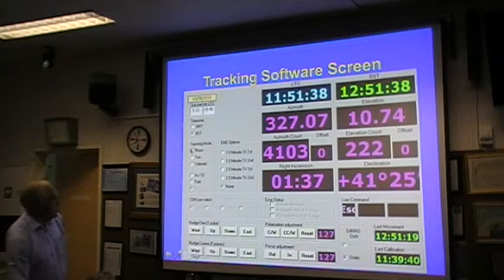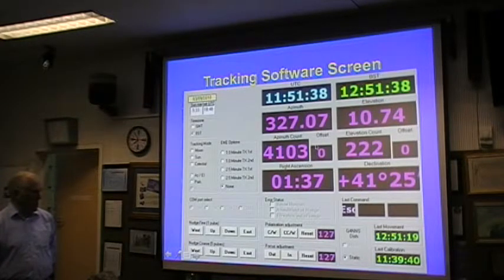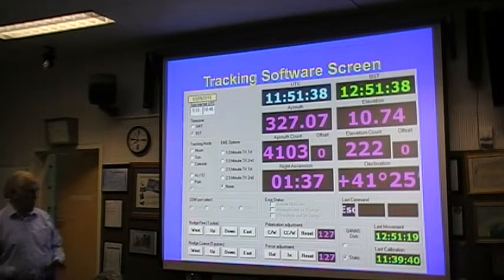And we have tracking modes. We can make it track the moon or the sun or celestial coordinates, and it reads the computer clock, so it knows what the time of day is and where to point, and it talks to the gear that's controlling the dish simply in terms of azimuth count and elevation count as targets, and lets the PIC sort that out at the dish.